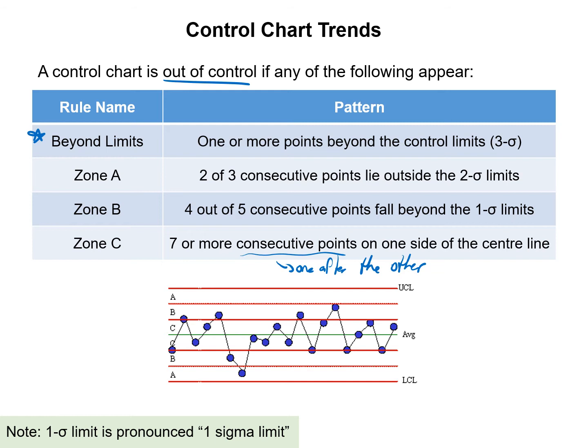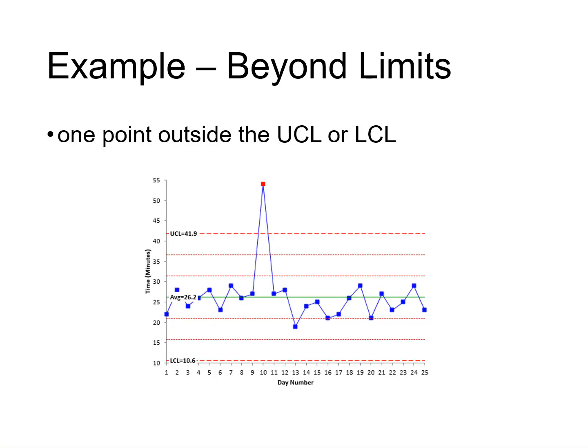Let's see if we can find some that are out of control. So first example, beyond limits. You have 1 point outside the UCL. So of course, this is pretty easy to see. This is outside the UCL. Look, this is our UCL line, our upper control limit. It's way beyond. So of course, it's got to be out of control. No question there.